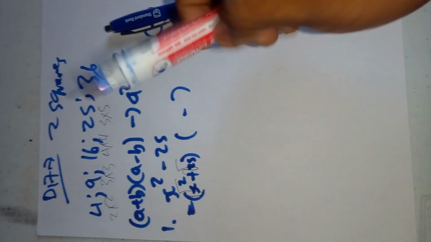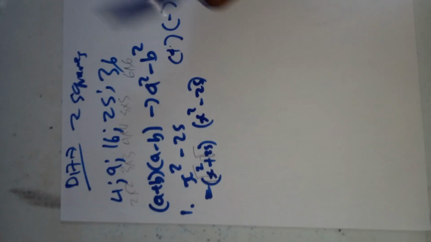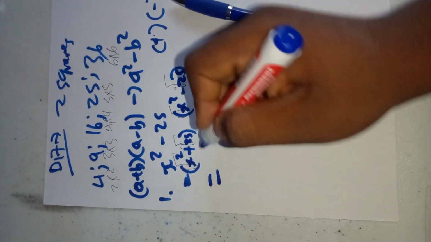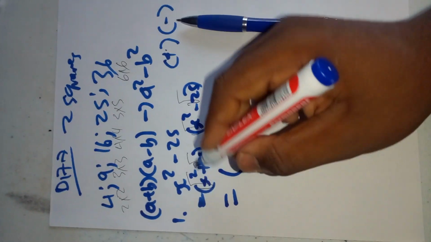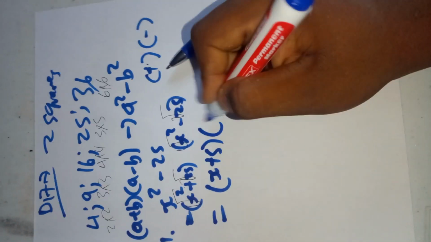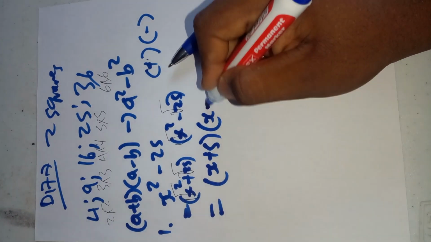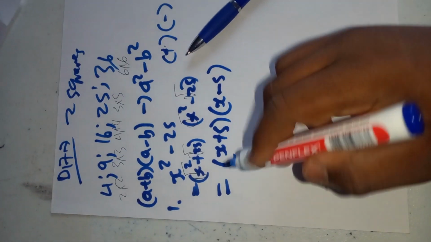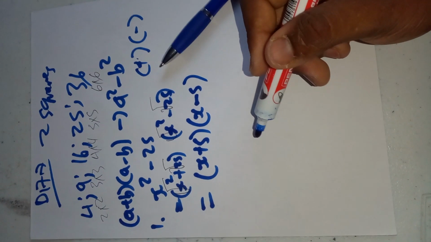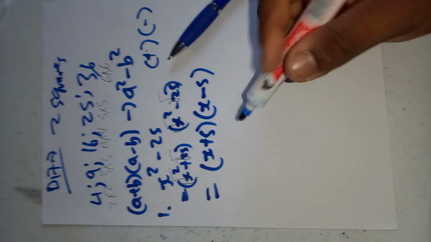Same applies to this one. It is going to be x squared and 25. Mind you, everything is separate. So our answer here is going to be the square root of x squared, which is x. The square root of 25 is 5. And then the square root of x is x, and the square root of 25 is 5. So this is my answer, the reverse process that we have. Is it fine?